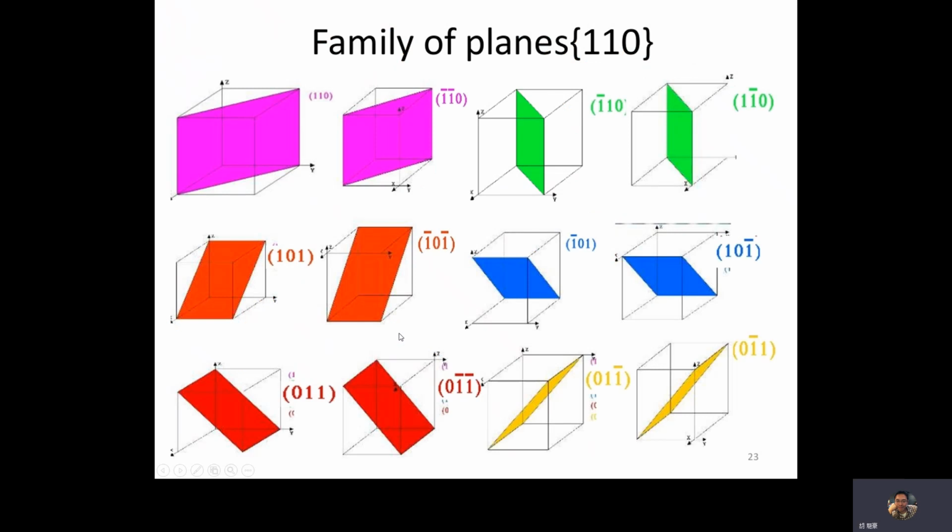And I'll give you one example of the family of planes 110. There are 12 equilibrium planes of 110. You can try to plot it in a single unit cell. You can just try to plot it. Doesn't matter.